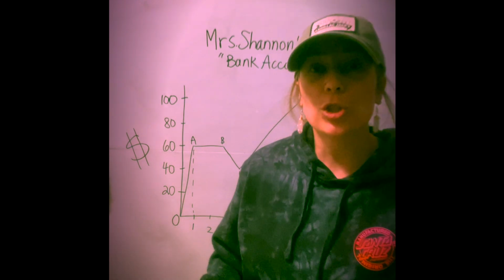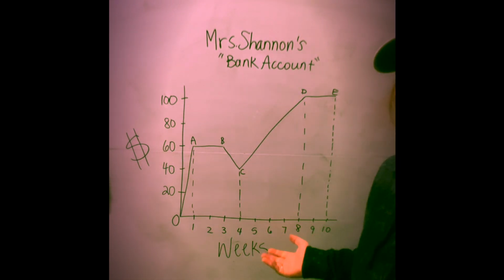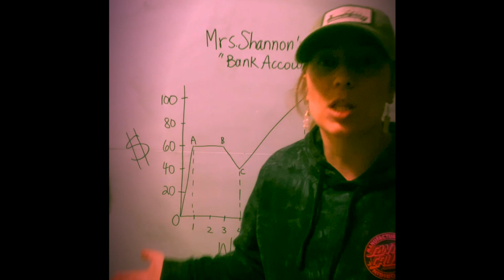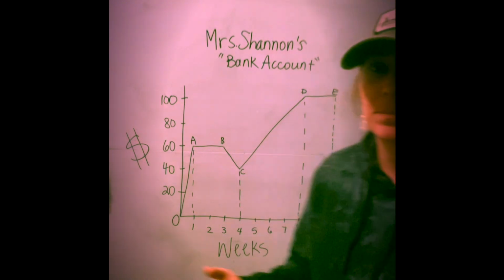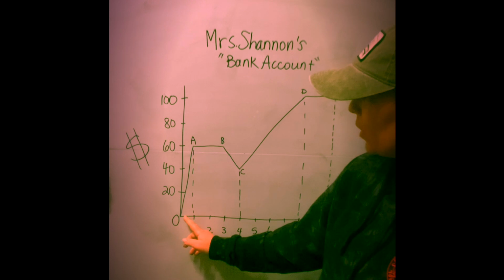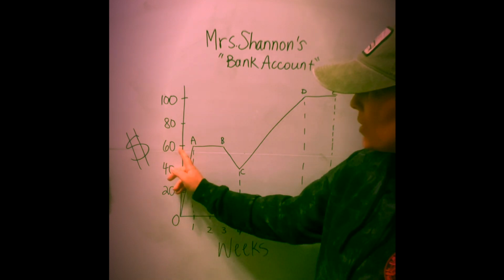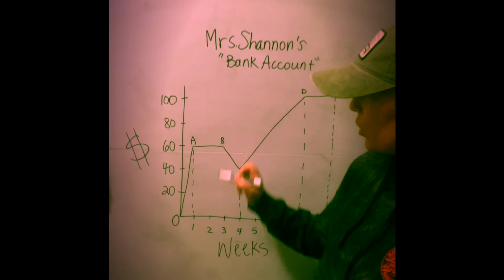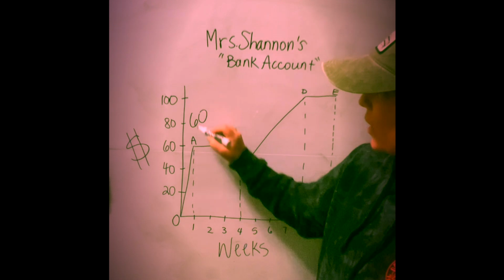So if I asked you, what weeks did Mrs. Shannon have the highest slope? What would that answer be? Well, this slope increased from 0 to 1. What is the slope? Rise 60, run 1. So the slope here is 60.